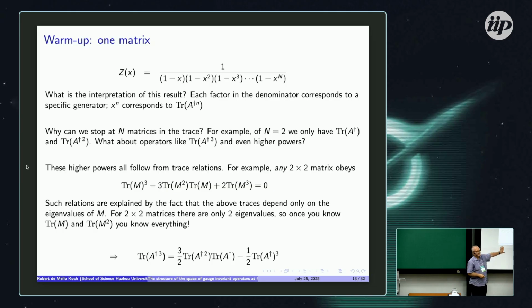So all of the mileage today is going to come out of the trace relations, and one of the things that you might think that we have done for a multi-matrix model is we have solved all of the trace relations. That's what our result does. So now let me talk a little bit more about trace relations because they'll be playing such an important role.